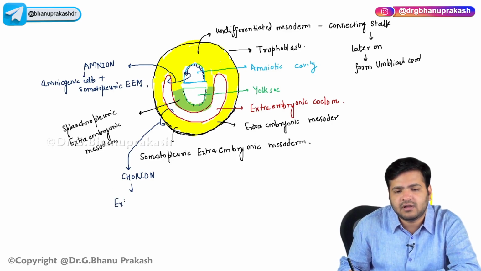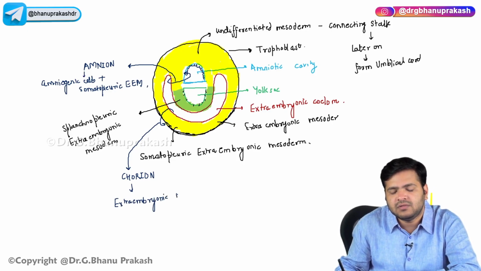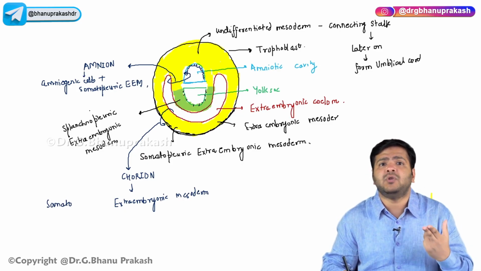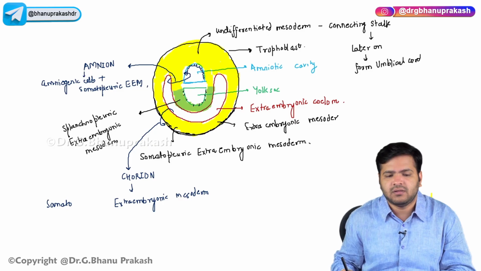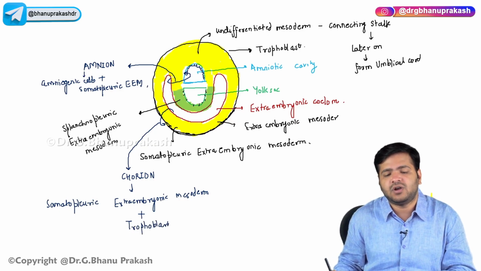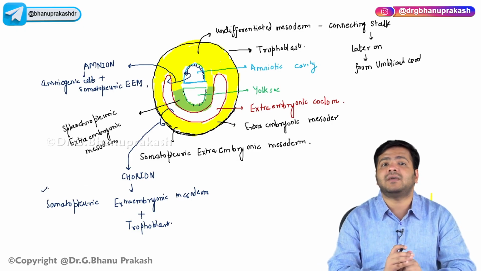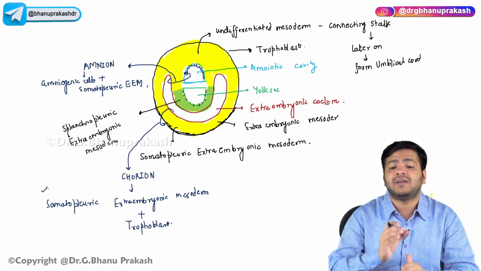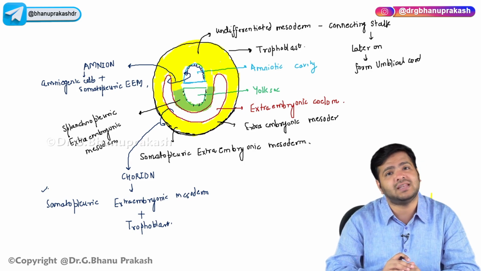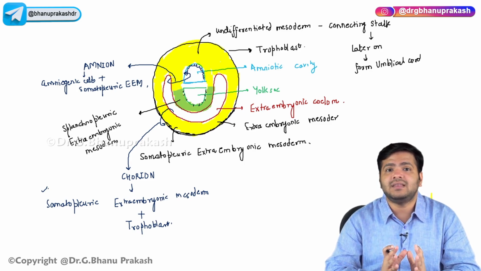So we have the extraembryonic mesoderm, and which one? It is the somatopleuric towards the body wall. In both the cases, somatopleuric is there. चाहे amnion हो, चाहे chorion हो, it is the somatopleuric extraembryonic mesoderm plus the trophoblast. So if I simply ask you what is chorion, it is somatopleuric extraembryonic mesoderm plus the trophoblast. And if I ask you what is amnion, it is somatopleuric extraembryonic mesoderm plus the amniogenic cells, right? So that is in nutshell about this.